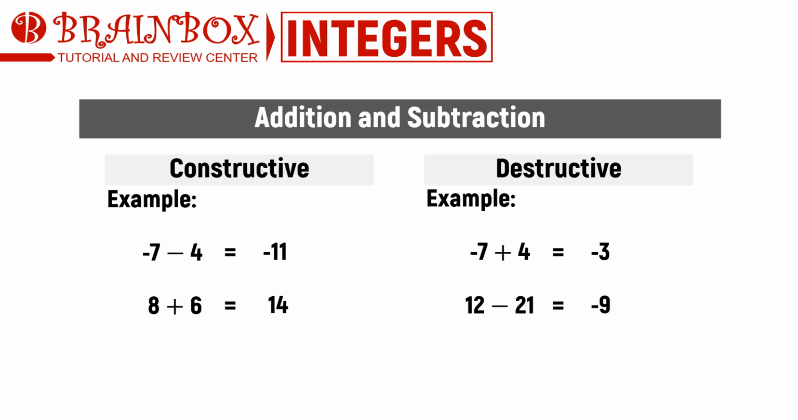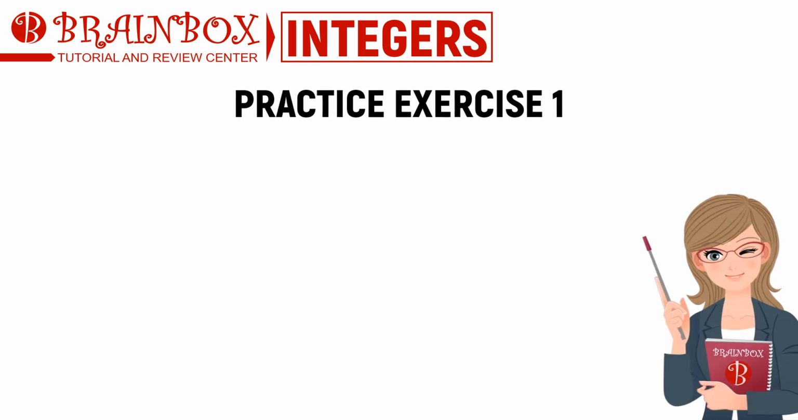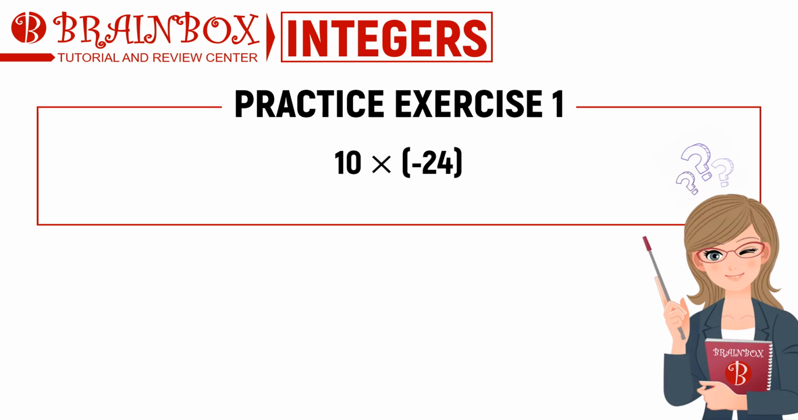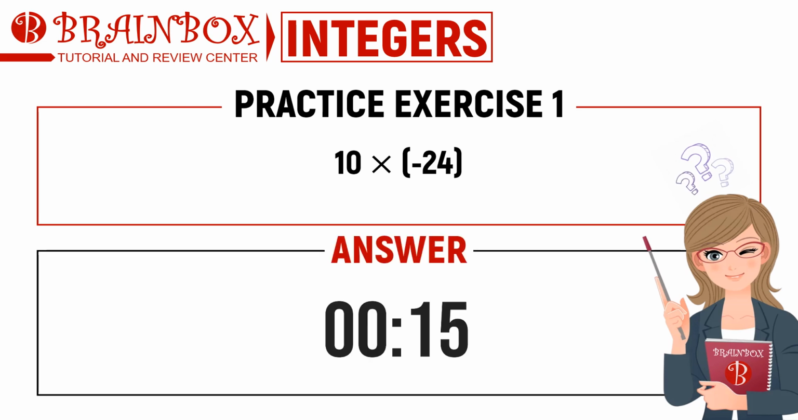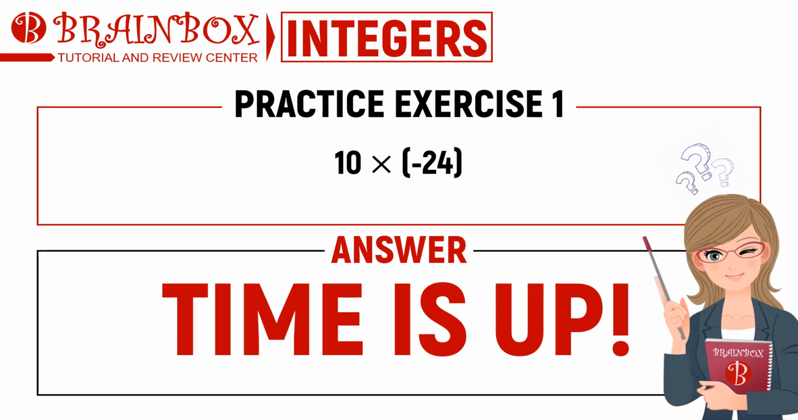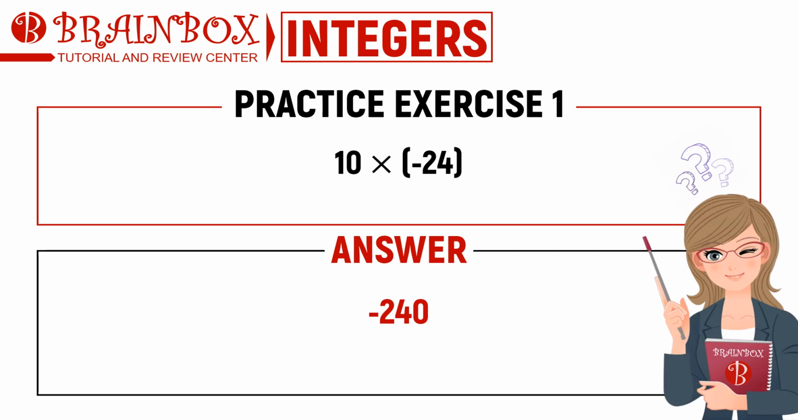Now, let's test if you fully understood integer operations. Answer the following integer operations. Make sure that the sign of the final answer is correct. For number 1, 10 times negative 24. The answer should be negative 240 since the signs are opposite.